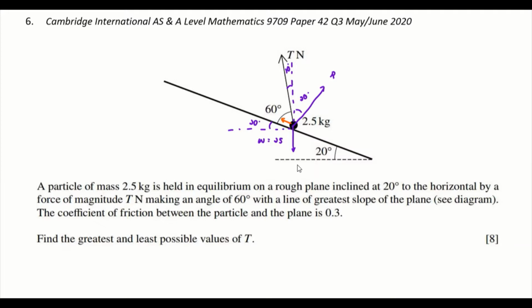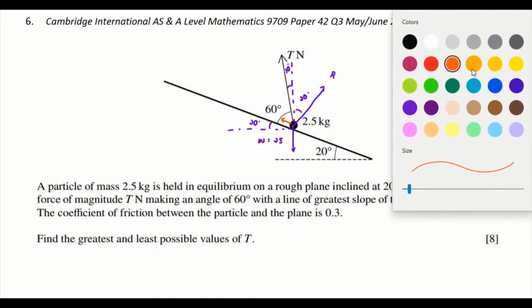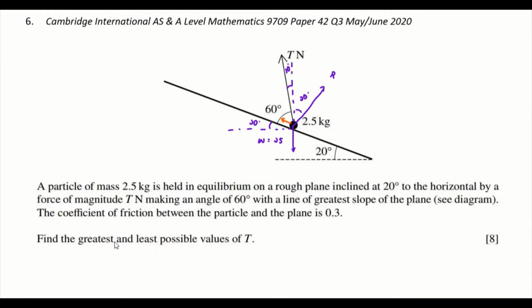So that's the idea for the minimum tension. Is that okay? Okay, so now the second part is for the maximum part. For the greatest T, this force is already providing the maximum force, but it's still not enough for you to actually make the particle slide up the slope. So that's why the friction is opposite to the motion of sliding up. So that's why the friction is sliding down.